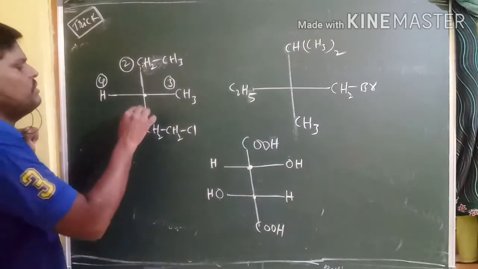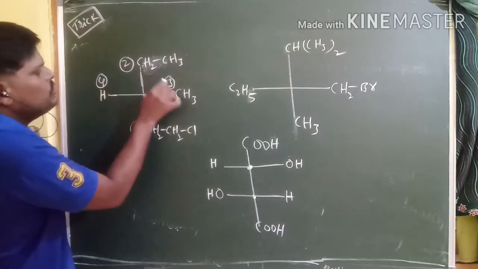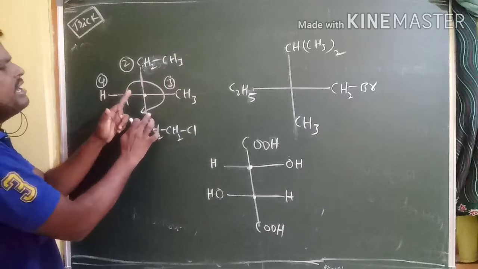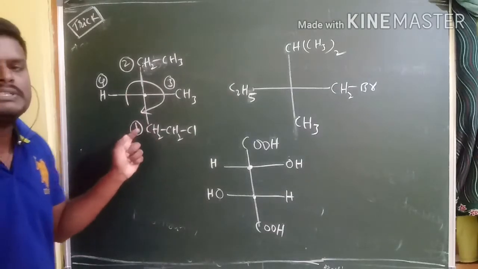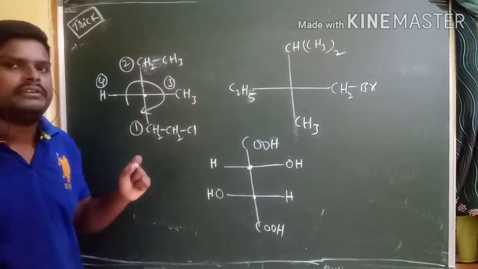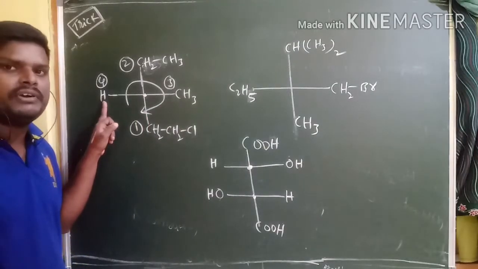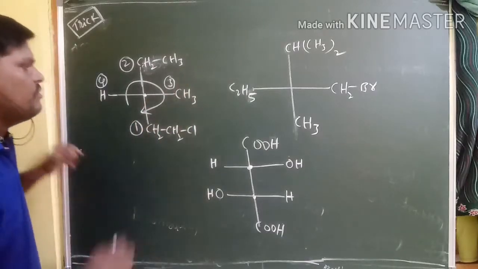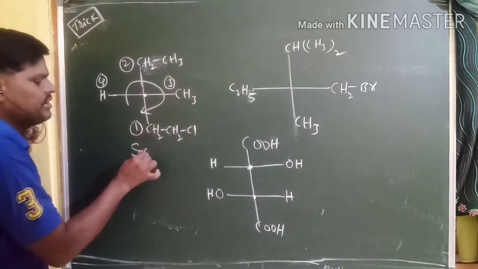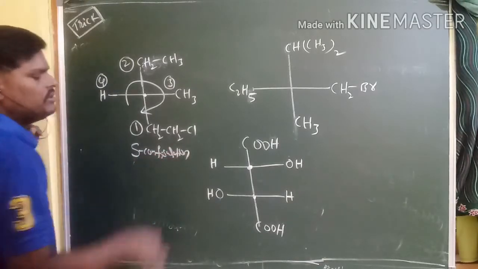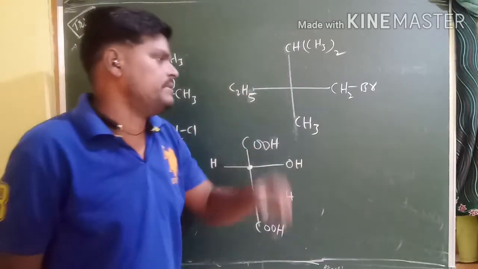So what is the direction of this molecule? 1, 2, 3. So this is the direction of this molecule. Is it clockwise or anti-clockwise direction, sir? Clockwise direction. That's why what is the expected configuration for this compound? R configuration. But I already told you the least priority is present on the horizontal line. That's why you should take the opposite one. Here what is the opposite one, sir? S configuration. And S configuration.